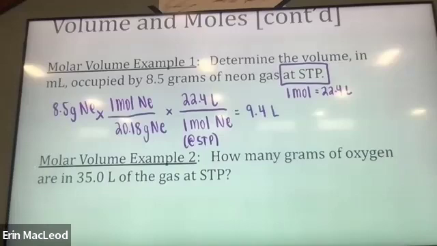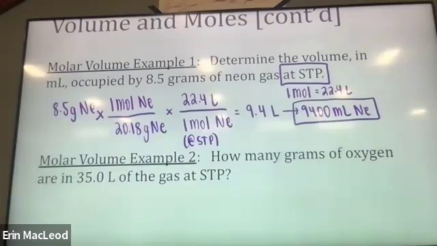9.4, and then it does say milliliters. How do you take liters to milliliters? Multiply by 1,000. And you never have to show me that if you don't want to. I don't care if you show me it or not. You can just do it like I just did there. So instead of stopping, getting moles, plugging into PV equals nRT, if you are at STP, you can do a quick little conversion and turn moles into liters or liters into moles. But again, only if you're at STP.